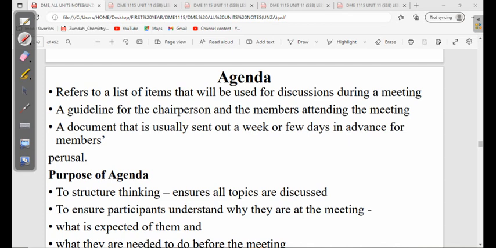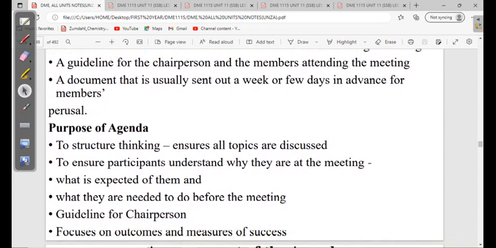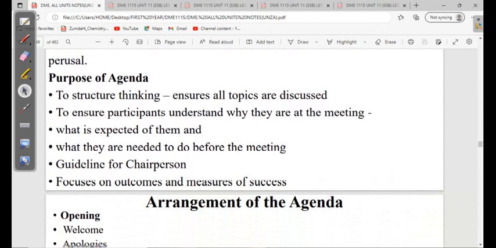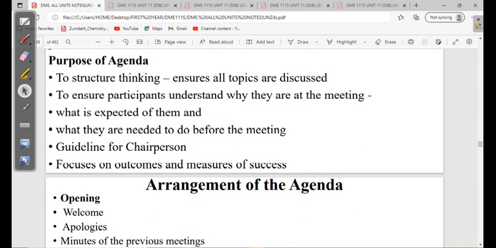Those things that you discuss during a meeting are what we call an agenda. So how do we write an agenda? An agenda is just a list of items that will be used for discussion, the points that you want to discuss during a meeting, or a guideline for the chairperson and the members attending the meeting. It is a document that is usually sent weeks before, and you must send it beforehand so that people have time to think about the points that have been put down, so that as you discuss, it will be direct and you'll be able to move smoothly.